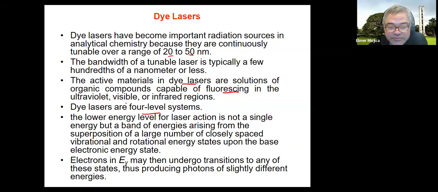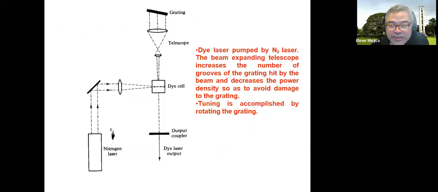Okay, and if you're going to look at the schematic for this dye laser, maybe this is the one that can explain it. Usually this is the laser that you pump. There's a mirror there. So this is the dye laser pumped by a nitrogen laser. The beam expanding telescope increases the number of grooves of the grating hit by the beam and decreases the power density so as to avoid damage to the grating. So tuning is accomplished by rotating the grating. That's what makes it tunable, because you have the grating.